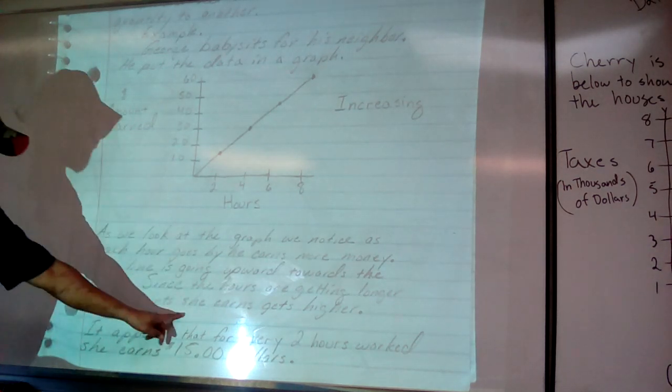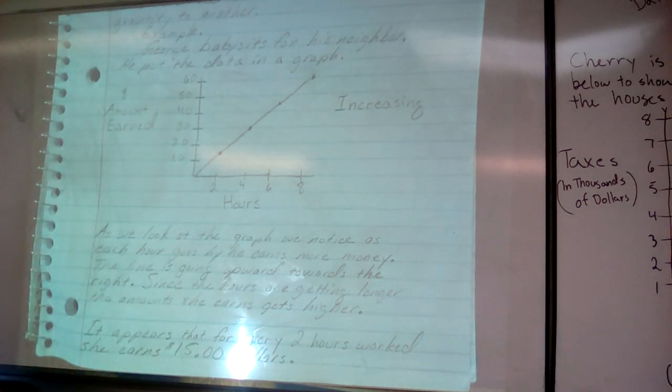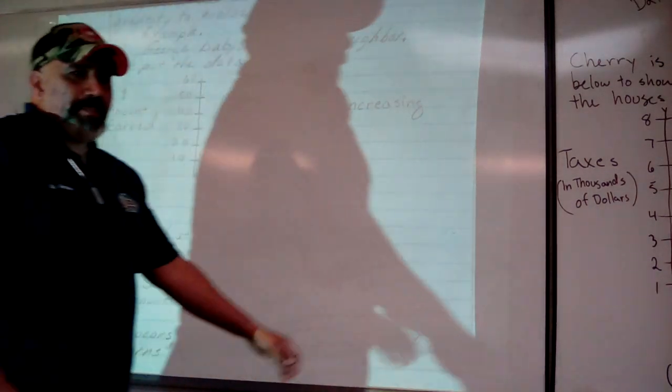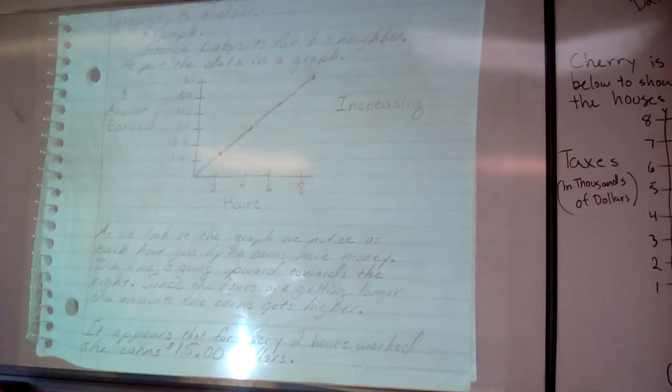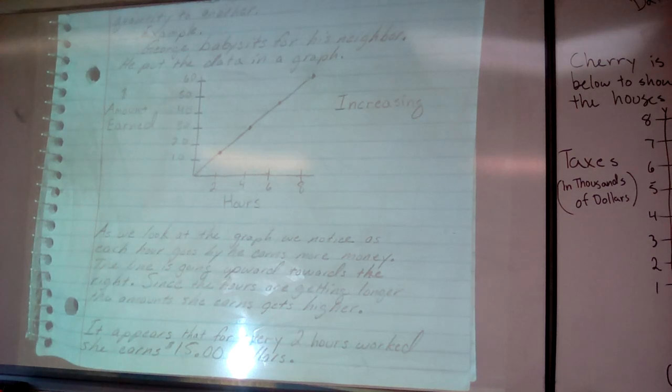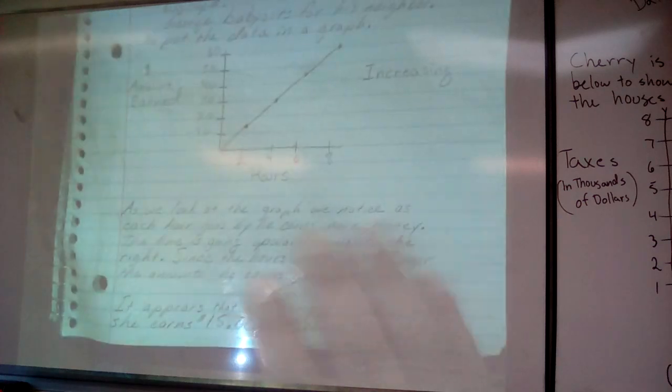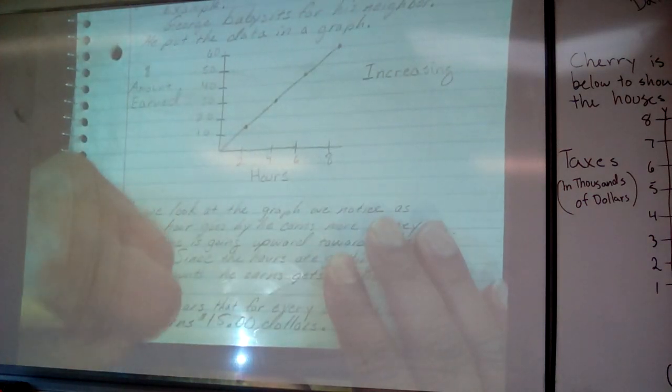Yes, right there it says she, but I need to change that to he. The amount he earns gets higher. It appears that for every 2 hours worked, he earns $15. Let me go ahead and fix that real quick. And that's why we use pencil, class. I know some of you are at home using that pen, but it's always good to use a pencil. See, we can just do this easily, and we change this to he, and change this to he.